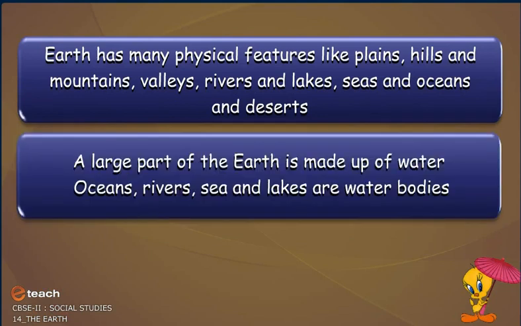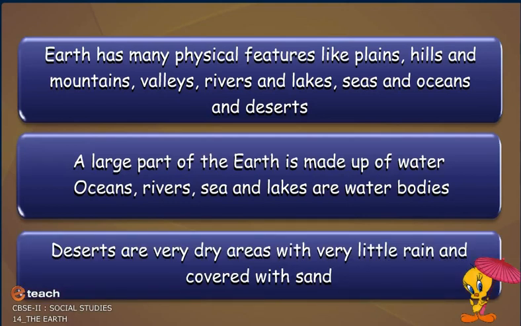A large part of the Earth is made up of water. Oceans, rivers, seas and lakes are water bodies. Deserts are very dry areas with very little rain and are covered with sand.